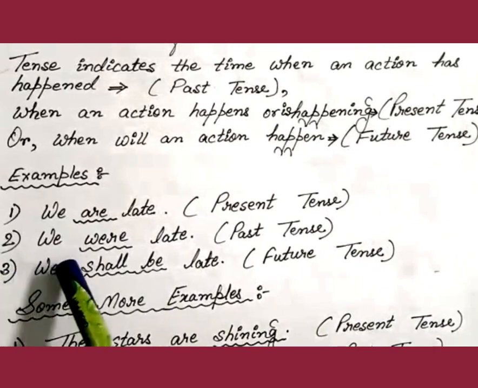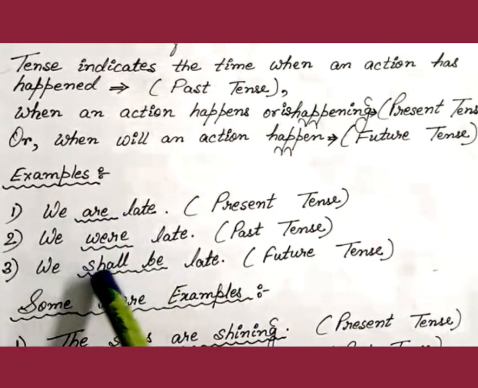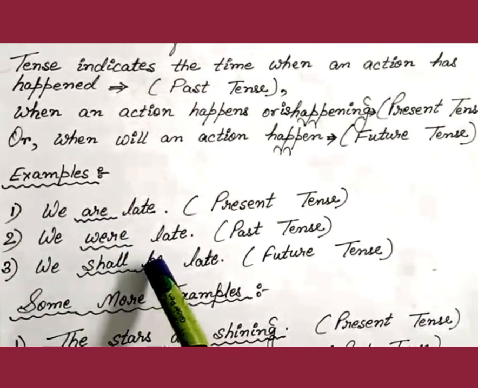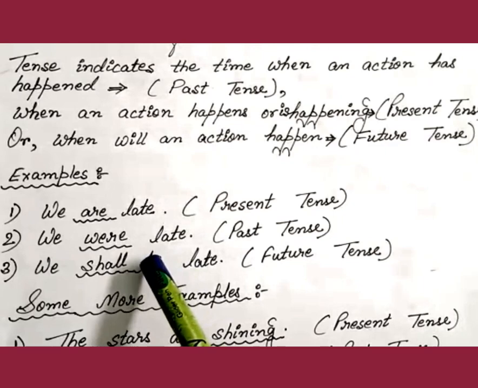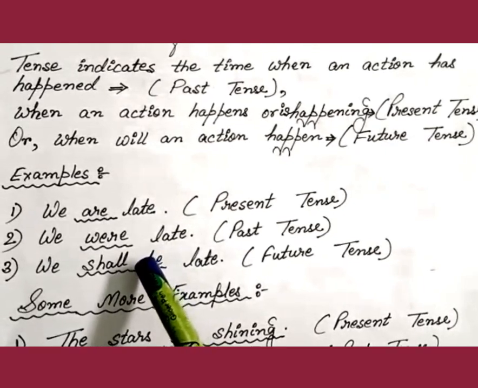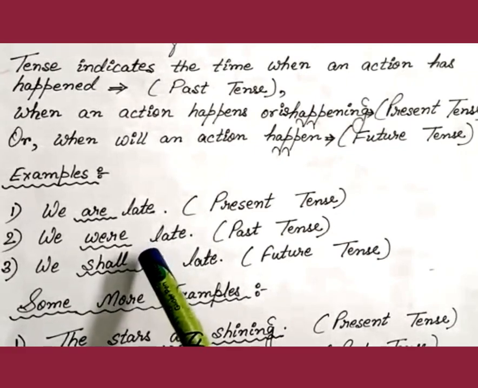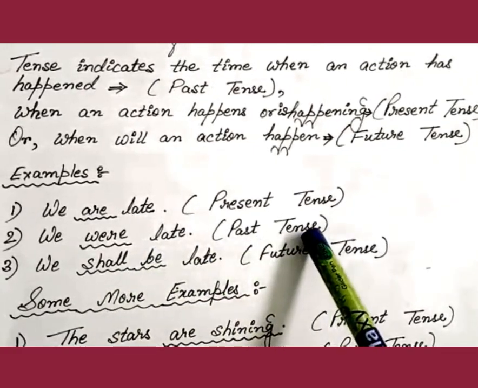The second example, we were late. Again, the form of a verb, were, tells you that this action has already happened in the past. This is not an action which is happening now. This is not an action which will happen in future. Rather, this is an action which has already happened. So, this belongs to the past tense.